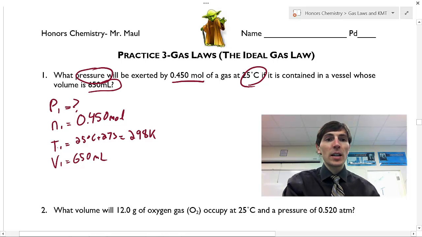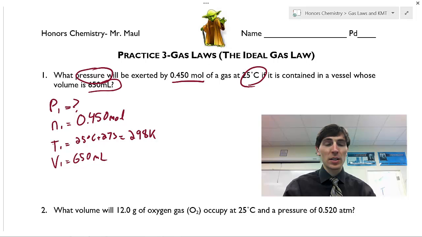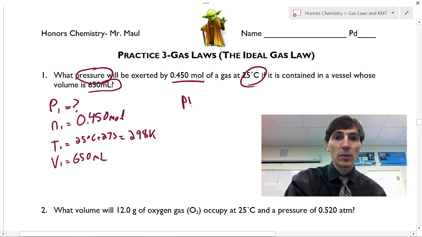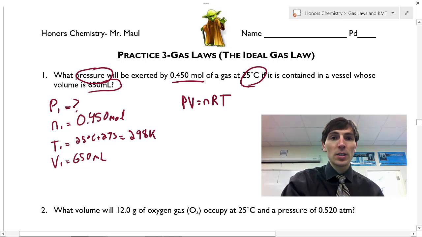Okay, so I see P, I see V, I see n, I see T, and I notice that the conditions are not changing. So we're really looking at one gas sample, and we're trying to figure out some unknown. And so we're going to solve for the pressure that this gas sample exerts. To do so, I'm going to get an equation that relates P, V, n, and T. That's going to be PV = nRT.